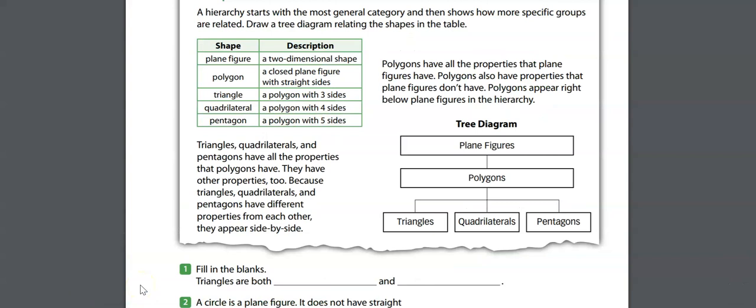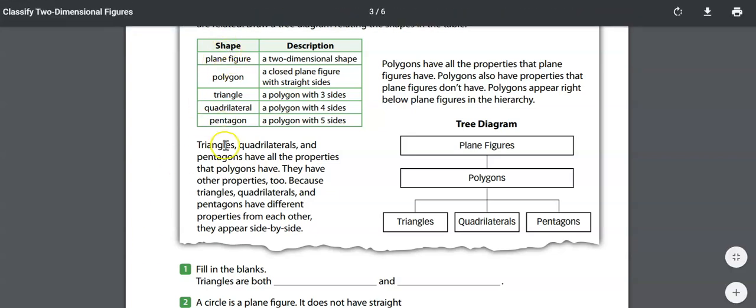A hierarchy starts with the most general category and then shows how more specific groups are related. We're going to draw a tree diagram relating the shapes in the table. So we have our shape and we have our description. A plane figure is a two-dimensional shape. We know a polygon is a closed plane figure with straight sides. I know a triangle is a polygon with 3 sides. A quadrilateral is a polygon with 4 sides, and a pentagon is a polygon with 5 sides.